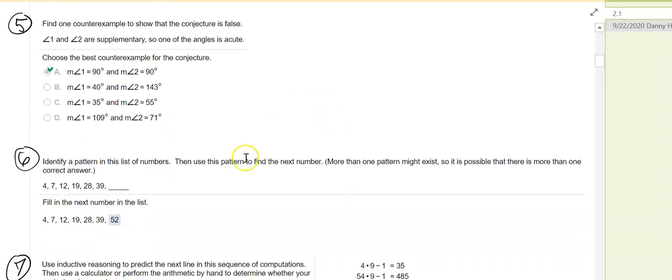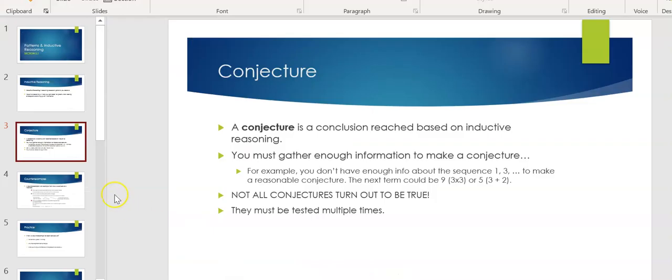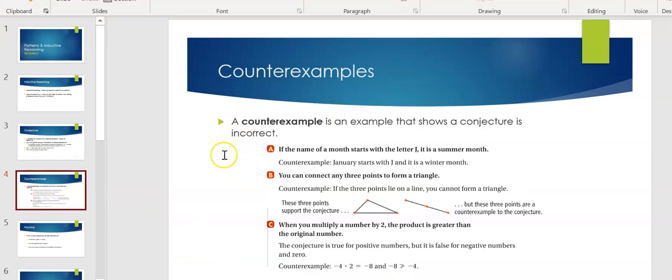And then number 5 is the first time we're looking at counterexamples. Teenagers are excellent at this, and this is where you're trying to find something wrong or something that is false, leading the conjecture to be incorrect. All you need is one counterexample to prove that it is false. If the name of a month starts with J, then it is a summer month, and you might go, aha, January. It starts with a J, but it's actually in the winter. So that's exactly what we're looking at here.